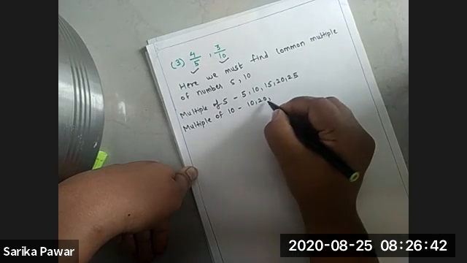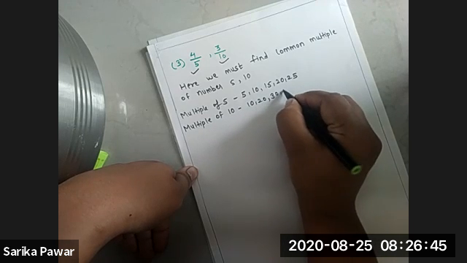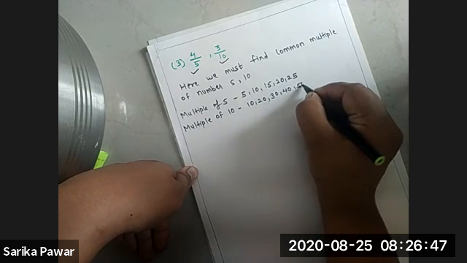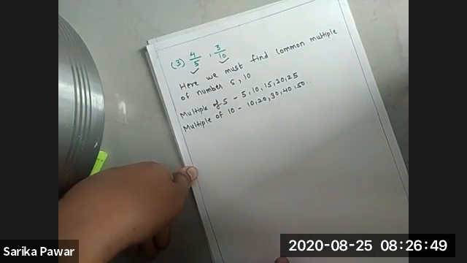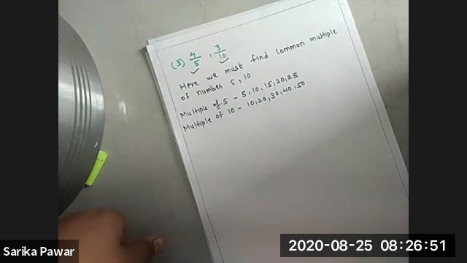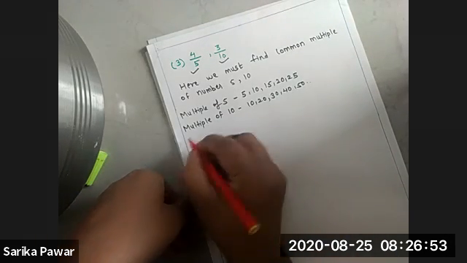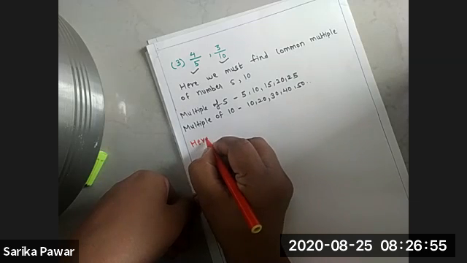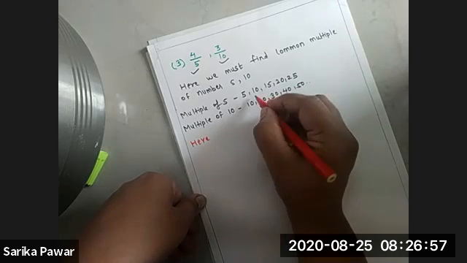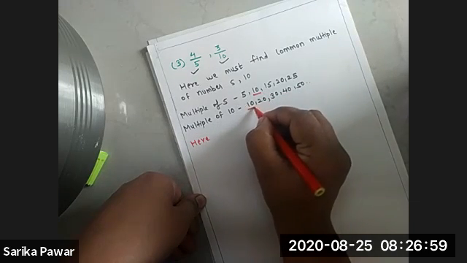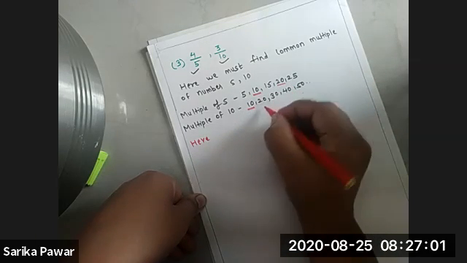Ten ones are 10, 10 twos are 20, 10 threes are 30, 10 fours are 40, 10 fives are 50. Very simple table it is. See here next. Here what we have to do? We have to find the common multiple. Common multiple is 10 and 10, 20 also there, no problem.